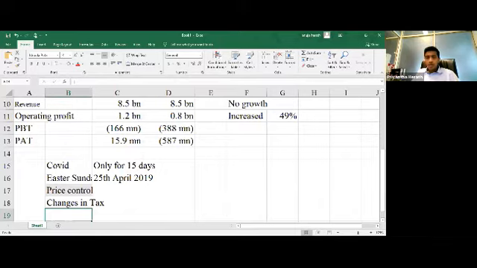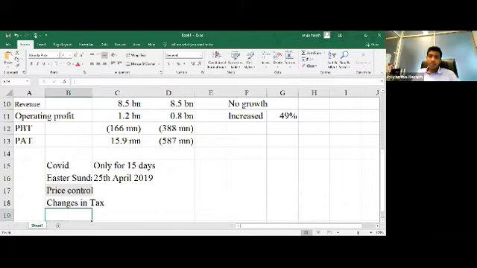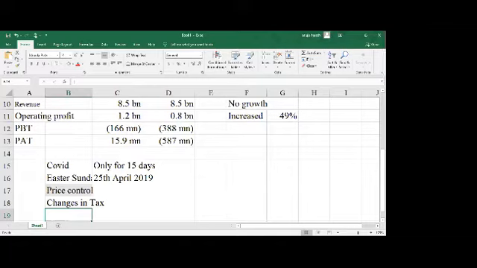So other than COVID, impact of Easter Sunday, price control, and change in tax, any other factor important as you think? Dollar rate going up? Exactly. Yes. This is also what I expected from you all. Exchange rate impact.